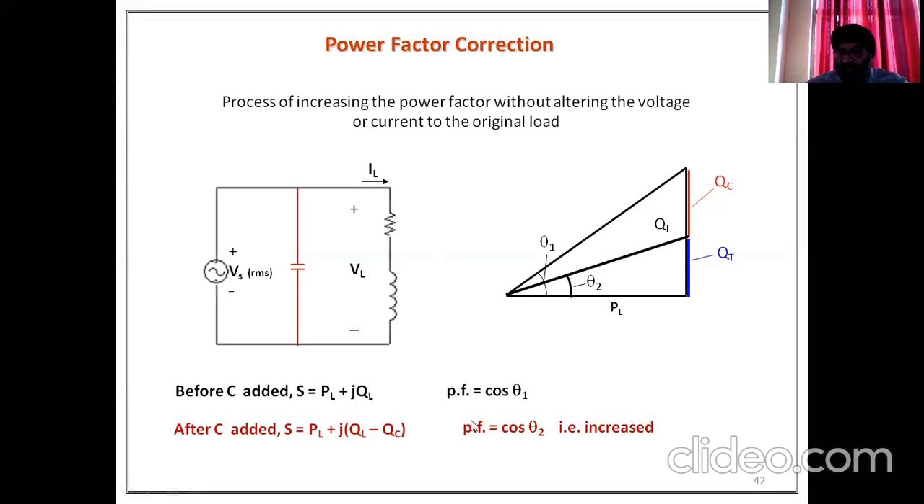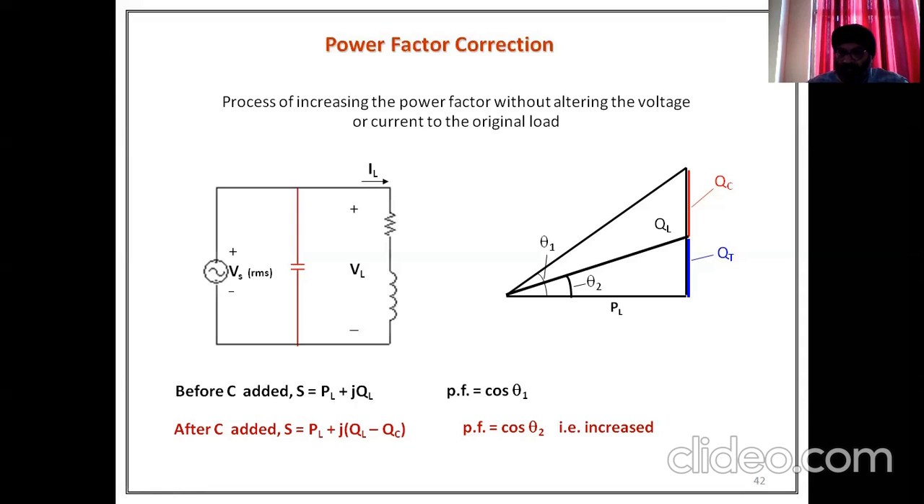So we have increased the cos factor, and cos theta is the power factor. Just by including a capacitor, we have increased the power factor. If we increase the power factor, the reactive power becomes lower. That's the whole idea, to make the reactive power lower or zero. Ideally, it should be zero, so all the apparent power is equal to the active power.